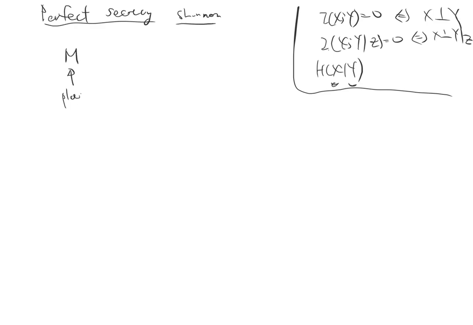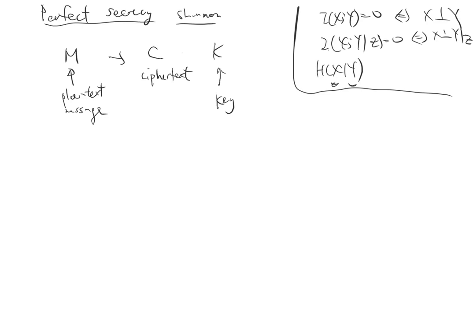And then I'm going to encrypt that somehow into some ciphertext, so it becomes some C here, the ciphertext. Now I will have some key, some key K here. So with the key and the ciphertext, I should be able to recover M here.